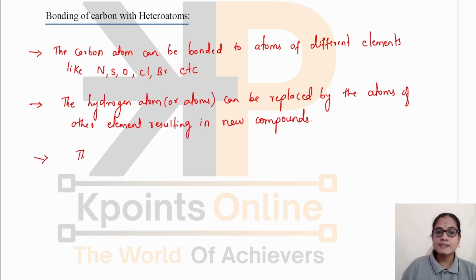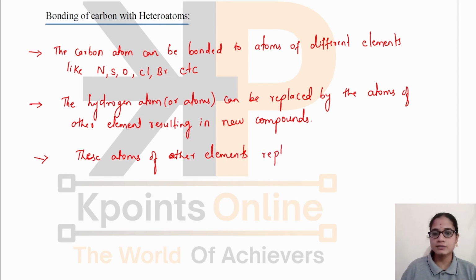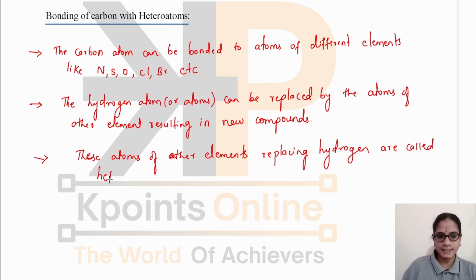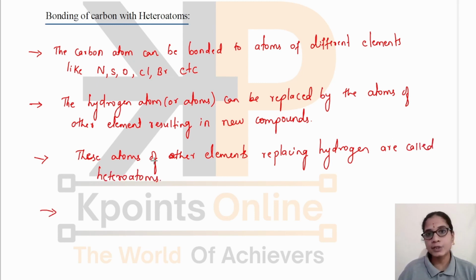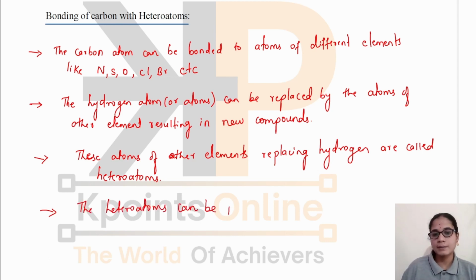And these atoms of other elements replacing hydrogen are called heteroatoms. They are called heteroatoms. And these heteroatoms may also be present in a group. The heteroatoms can be present in a group.